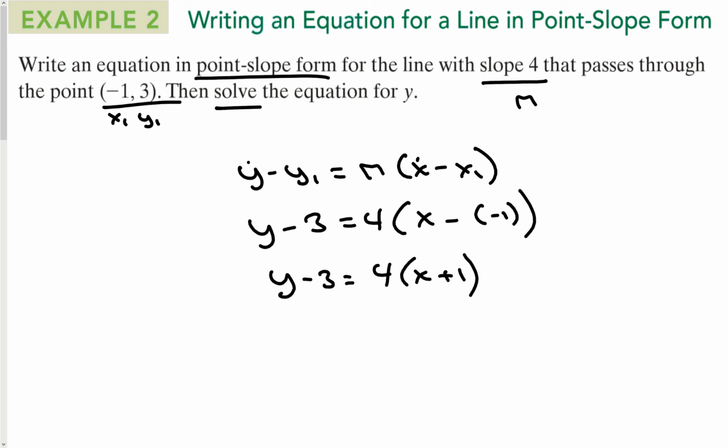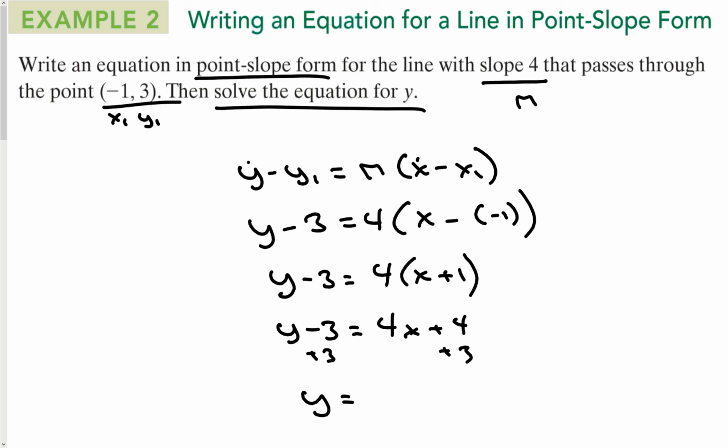Now the second part is solve the equation for y. The first thing I'm going to do is distribute the 4 into x plus 4, and then add the 3 to both sides to give me y by itself: y equals 4x plus 7. This is the point slope form of the line. This is the next form that we'll talk about in a second, called slope intercept, and it's also solved for y.